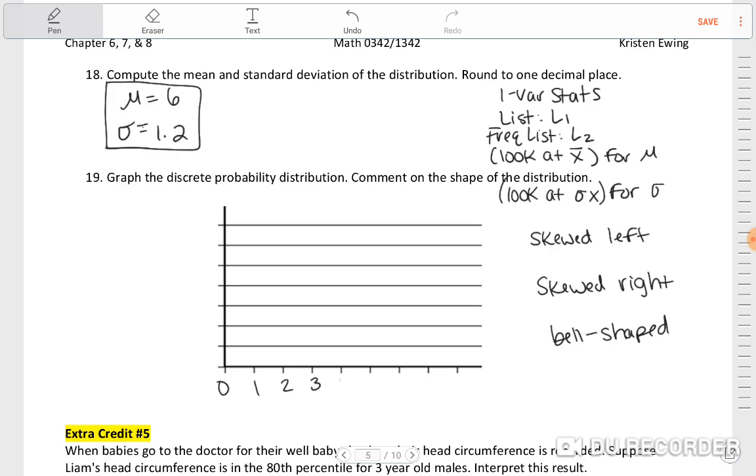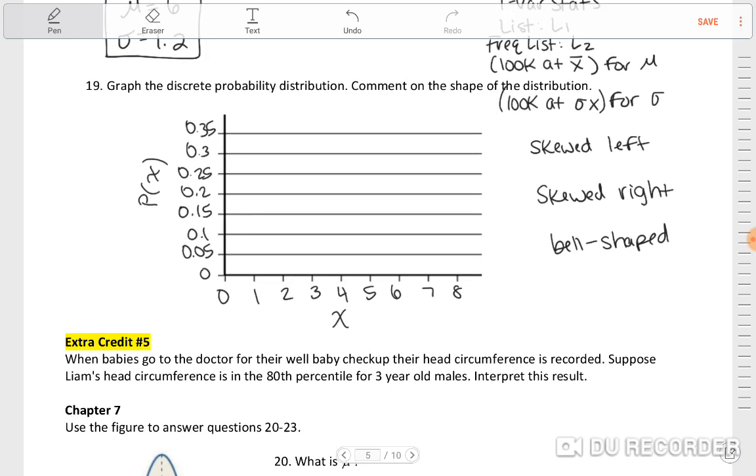1, 2, 3. These will count up by 0.05. So 5%, 10%, 15, 20, 25, 30, 35. It says to make sure to label the axes on your test. So you'll just call this X, and you'll just call this probability of X. That's it. You don't have to do any extra stuff there.